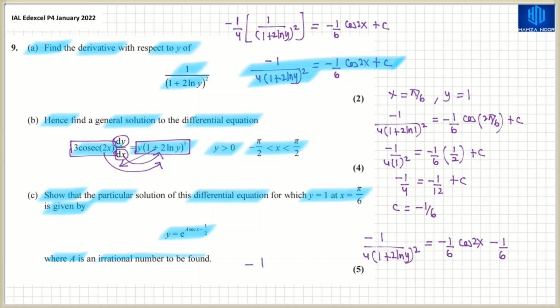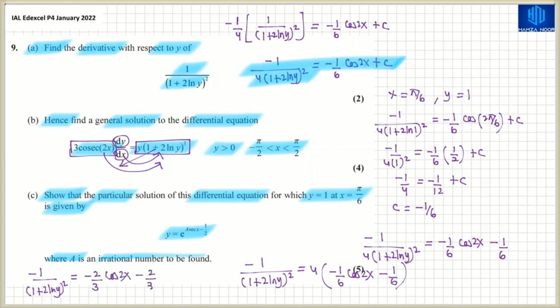So first of all, if I make -1 divided by (1 plus 2 ln y) whole squared the subject of this equation, this will be equals to 4 is completely multiplied by -1 over 6 times cos 2x minus 1 over 6. Okay, so this means that -1 upon (1 plus 2 ln y) whole squared is equals to -2 over 3 multiplied by cos 2x minus 2 over 3. So now I'm going to continue my working on the next page.